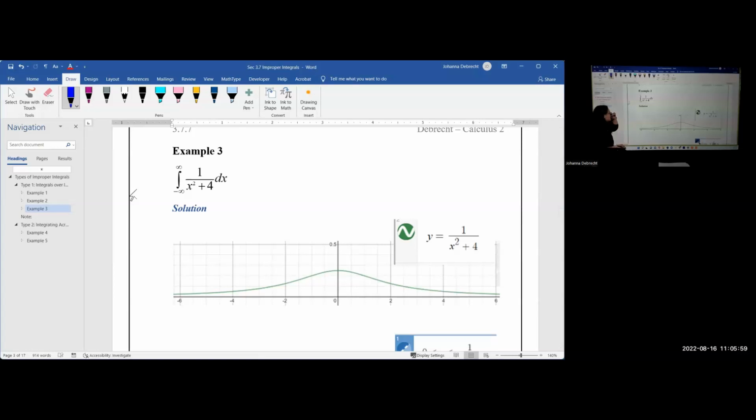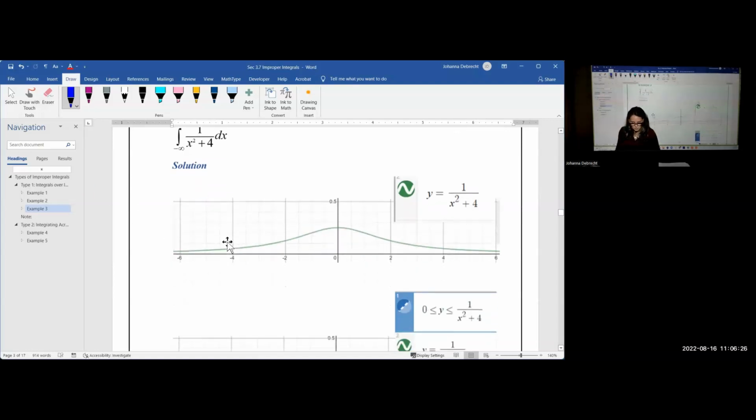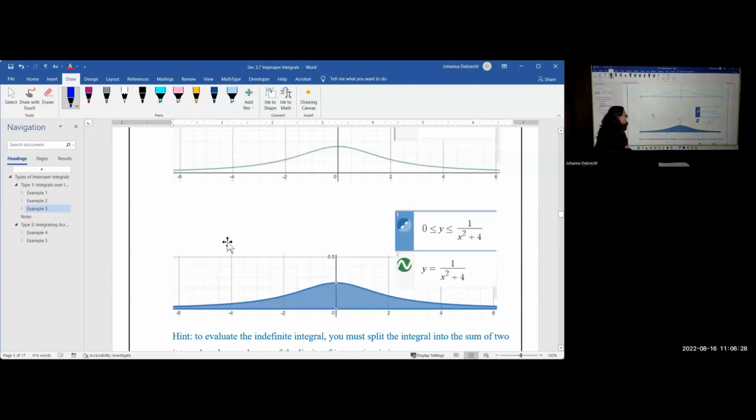So when we're looking at this one right here, we've got this example 3, and we've got this graph that's going on right here. So this is the graph of 1 over x squared plus 4. And notice that this one is going from negative infinity to infinity. So the region we want to find out about is really that entire region between the curve and the x-axis. So it's the entire thing. So when we're looking at it, it would be this region right here, which is shaded in blue. And the question is, is that finite or is it infinite?